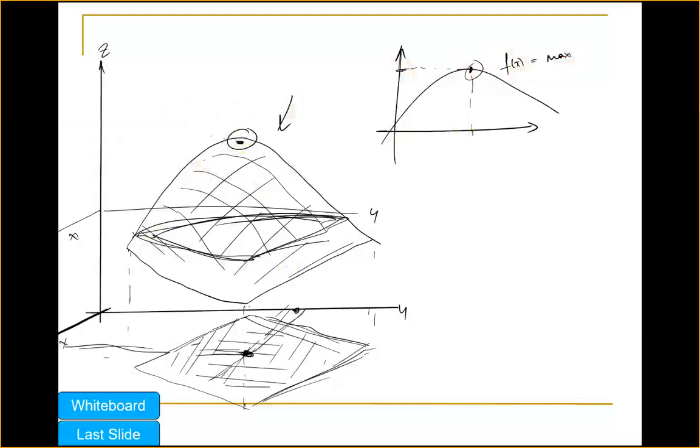Okay, let's get back to the golden section. So the golden section principle is this.